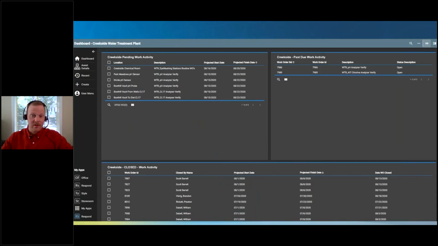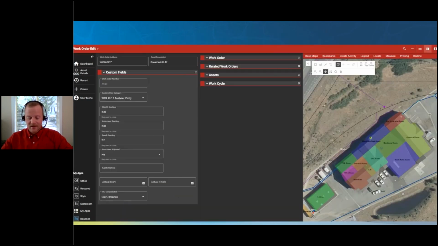Here is an example of a treatment dashboard, pretty standard. Here is another analyzer verify work order. One thing I want to mention is that when you open a work order with a related asset, it zooms to the polygon that it's related to, especially in that split screen mode. So, pretty cool stuff.